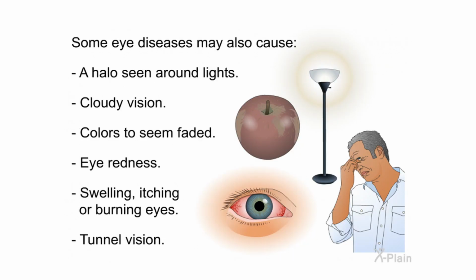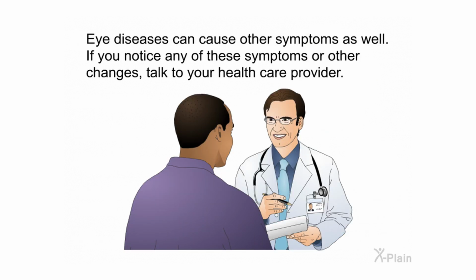Some eye diseases may also cause a halo seen around lights, cloudy vision, colors to seem faded, eye redness, swelling, itching, or burning eyes, tunnel vision. Eye diseases can cause other symptoms as well. If you notice any of these symptoms or other changes, talk to your healthcare provider.